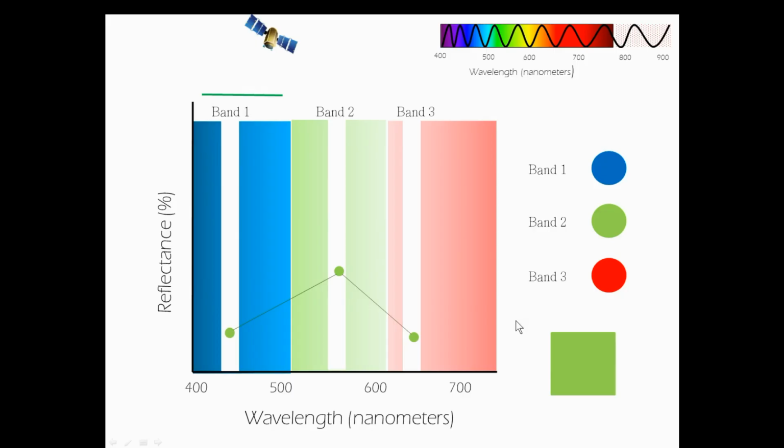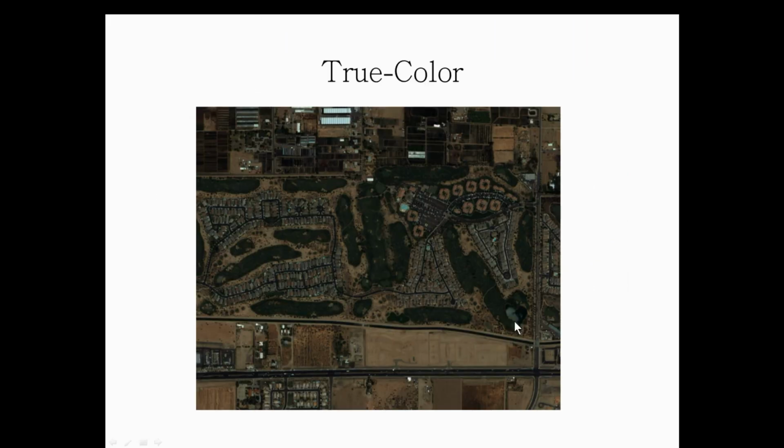So here's an example of what an image might look like. And here's our golf course again in Phoenix, Arizona. You can see grass is appearing as green, the swimming pool is appearing as blue, and soil is appearing pretty soil colored. And this is what we call a true color image.